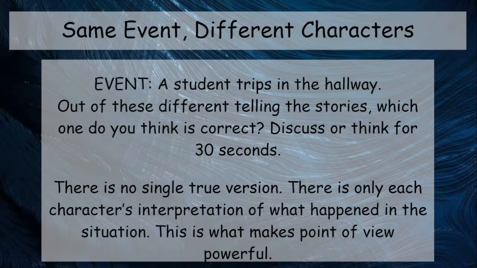There is no single true version. There is only each character's interpretation of what happened in the situation. Interpretation means it's their own way of telling what happened. This is what makes point of view powerful. One person tells one version of the story, and another person who was there would tell a similar version, but with different focuses. That means they're all correct. They just have different focuses, opinions, and emotions in the retelling.